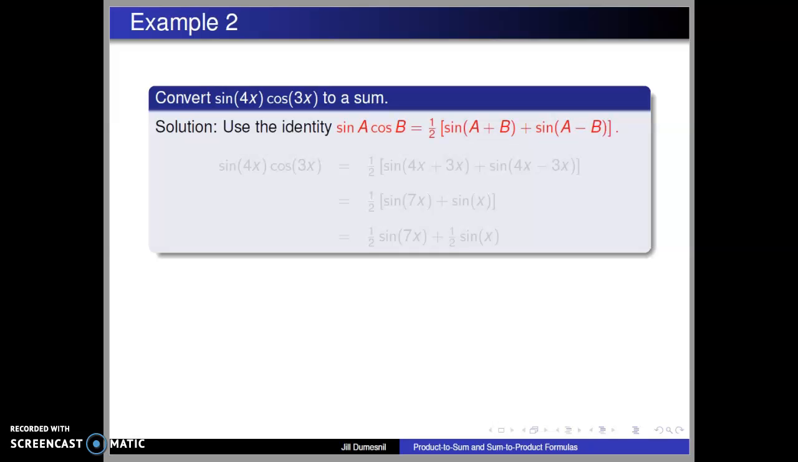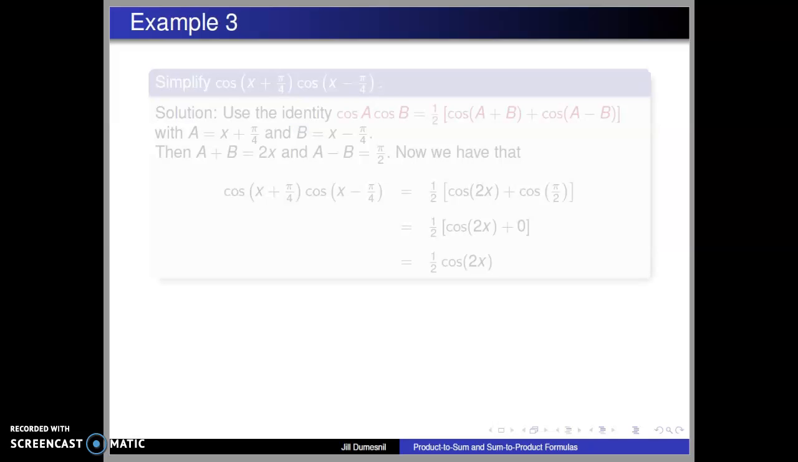This time we'll use the formula sine A times cosine B equals 1/2 the sum of sine A plus B and sine A minus B. We substitute A equal 4x and B equal 3x into the formula. Then we simplify. Finally, we distribute 1/2 to get a sum. It's important to remember that in some situations the product on the left-hand side of the equation is preferable, and in other situations the equivalent sum on the right-hand side is advantageous.